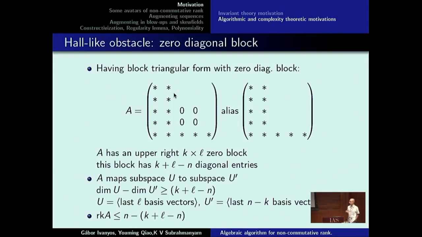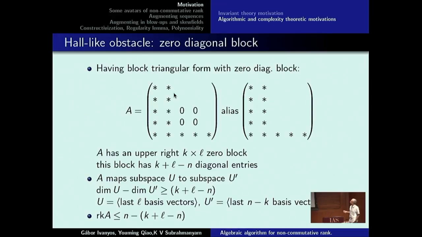As was alluded to in yesterday's talks, again, the Hall blocker. If one has a bipartite graph with vertices on the left written down along rows, and vertices on the right written down along the columns, one would want to know if there is a way to rewrite the adjacency matrix of this graph so that you see a large block of zeros. This is what would be called a Hall blocker. After permuting the vertices on the left and on the right, suppose a simultaneous permutation allows you to discover a block of zeros of size k cross l, k rows and l columns, and k plus l minus n is strictly bigger than 0.